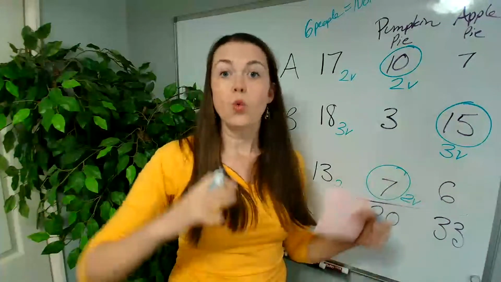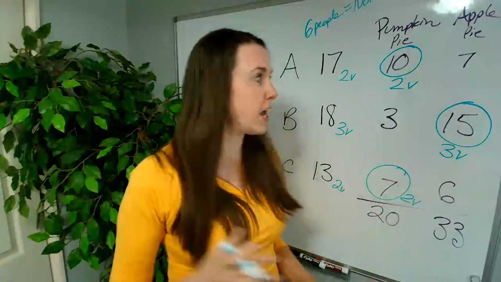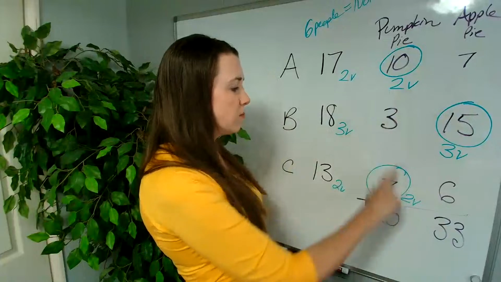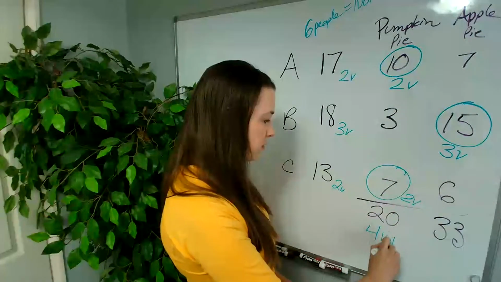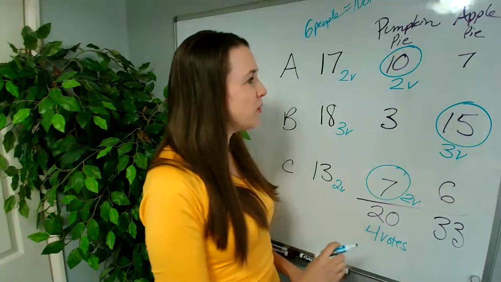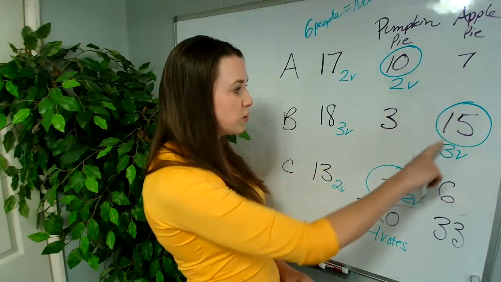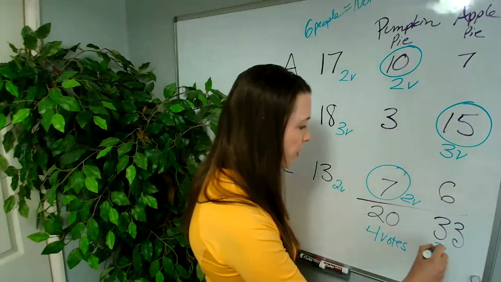So now we just add up the votes and see how it works. So we have 2 votes plus 2 votes for pumpkin pie, which is 4 votes. And then we have no votes, 3 votes, and no votes. So we have 3 votes.